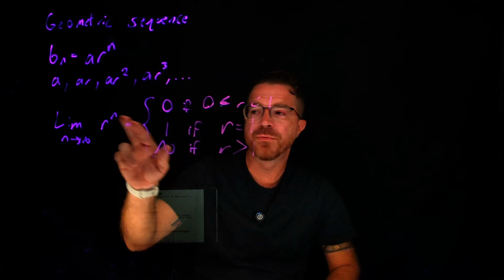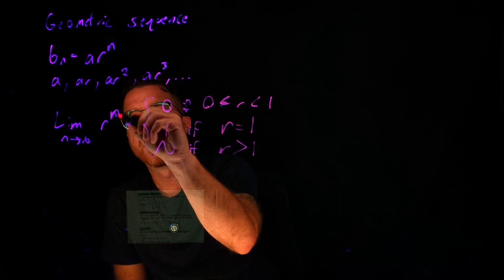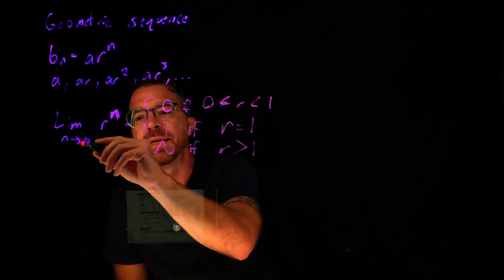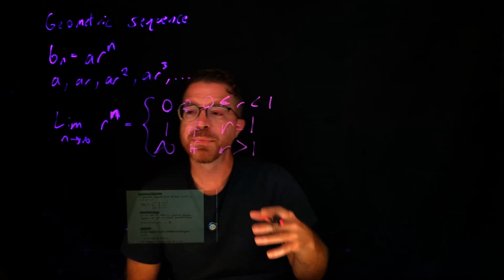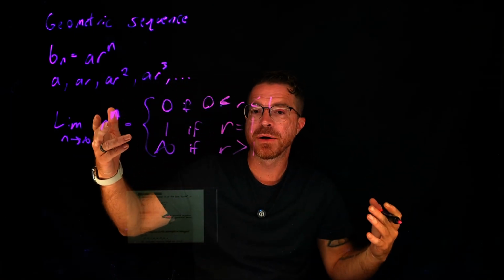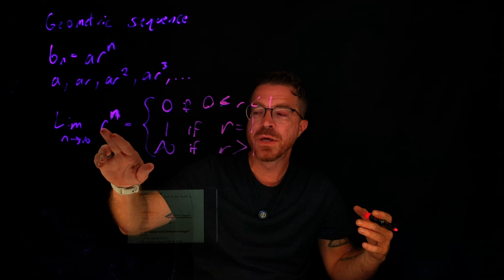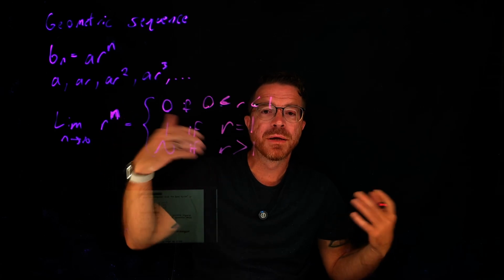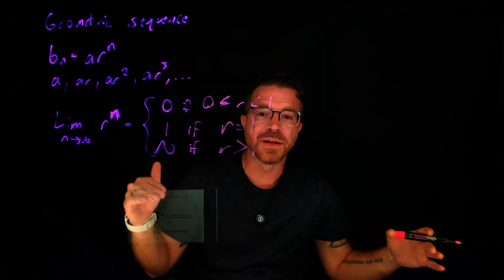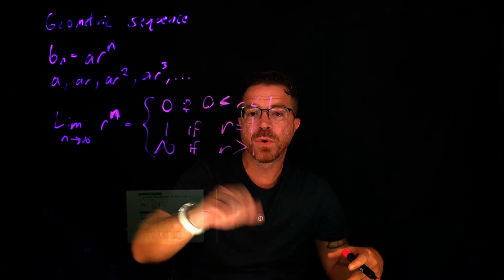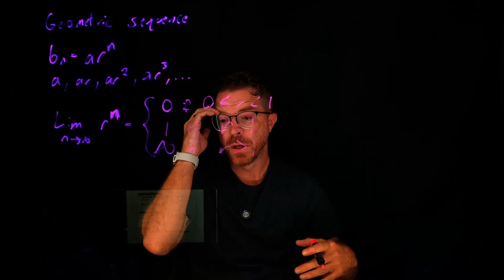If this power for r is greater than 1, then what's going to happen is that as the limit increases, this power is going to get bigger and bigger and bigger, therefore it's going to get bigger, right? If r is a decimal, then as the power goes up, the value gets smaller. If r is 1, as the power goes up, nothing changes. And if r is greater than 1, the whole thing will get bigger.